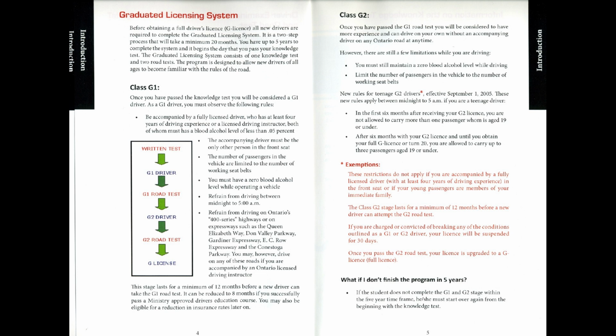The Class G2 stage lasts for a minimum of 12 months before a new driver can attempt the G2 road test. If you are charged or convicted of breaking any of the conditions outlined as a G1 or G2 driver, your license will be suspended for 30 days. Once you pass the G2 road test, your license is upgraded to a G license, which is the full license.